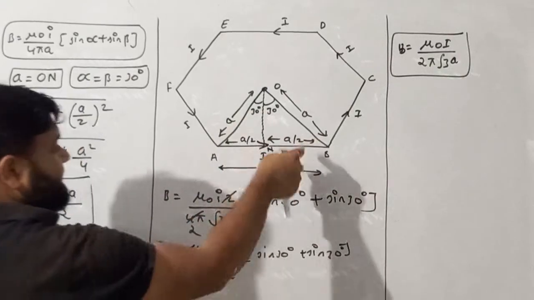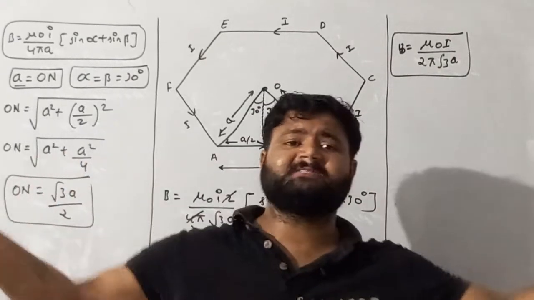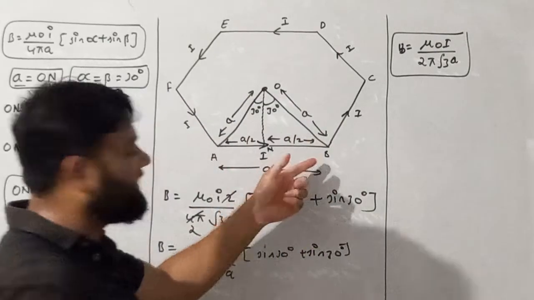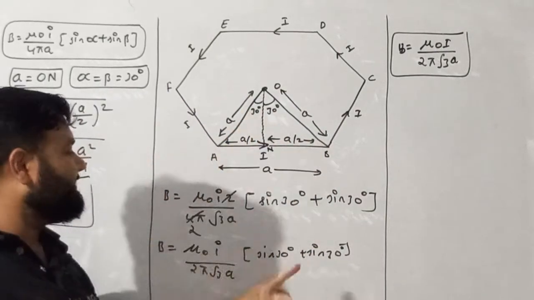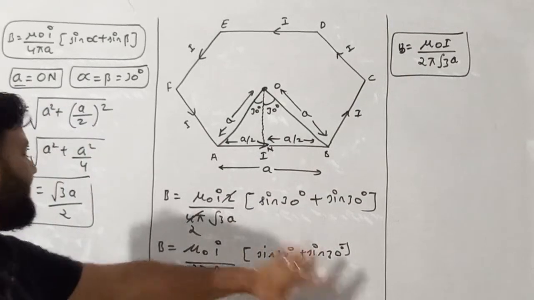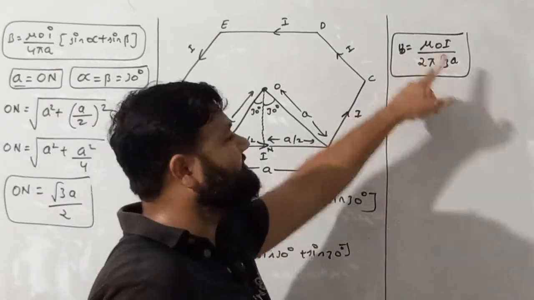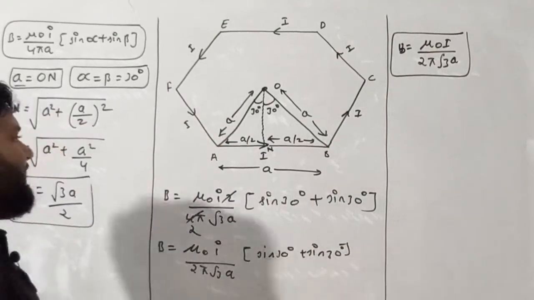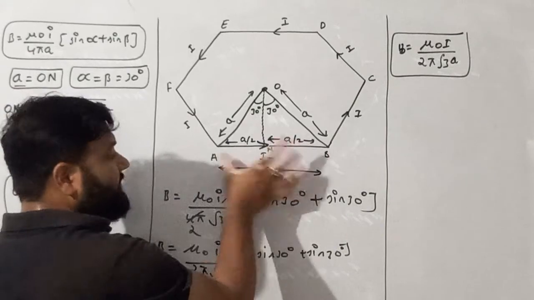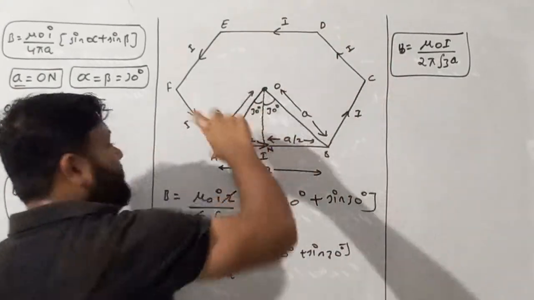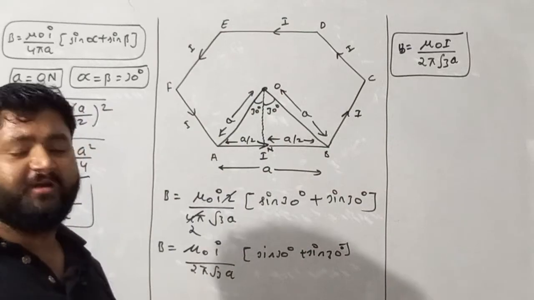Angle is 30 degree because both the ends of the wire are visible, as the wire is of finite length. So sin 30 plus sin 30. After putting the value of sin 30 and solving, we'll get B equals mu naught I upon 2 pi under root 3a. Now see, my dear student, this is only one side, but similar sides are there. So total 6 sides are there for a hexagon.